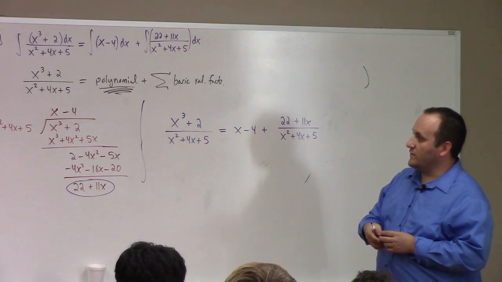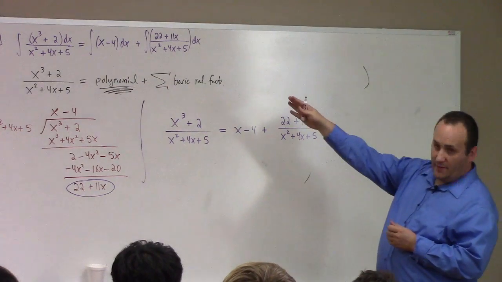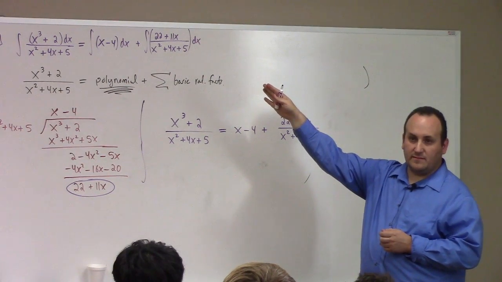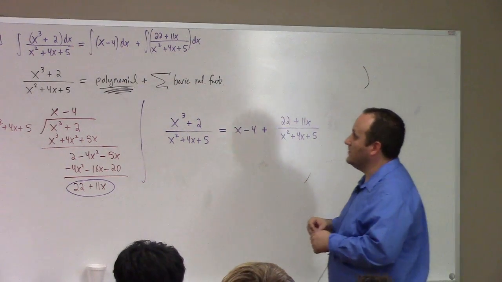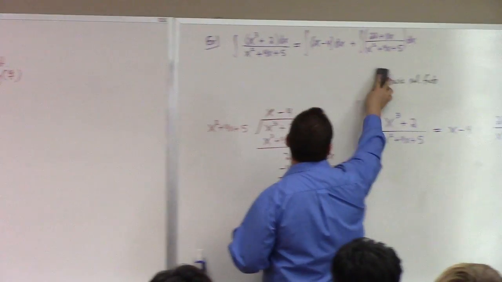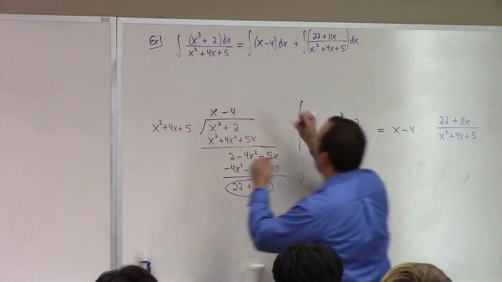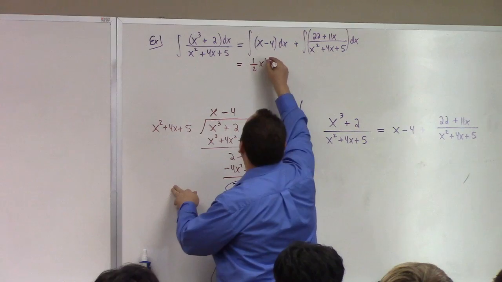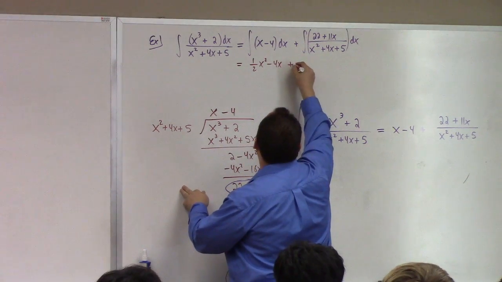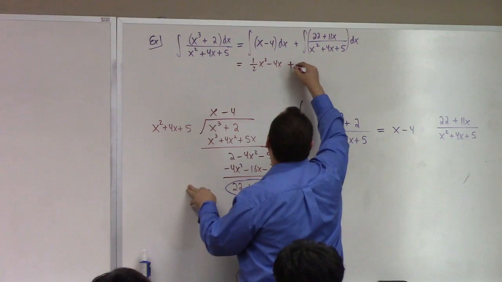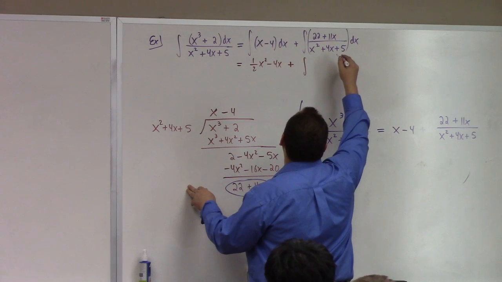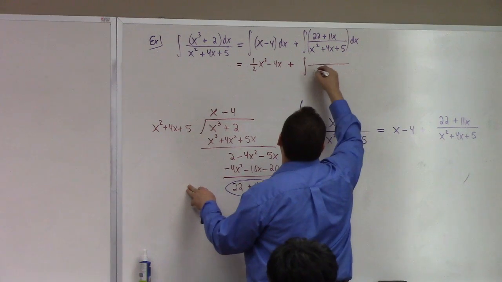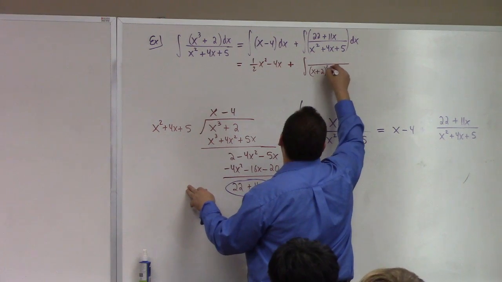So we split off the polynomial piece. You know how to integrate x minus 4, right? That's easy. But what about this piece? I'll do this piece. That's 1/2 x squared minus 4x plus what? Here we have the integral of, let's see, this is x plus 2 quantity squared, plus 1.